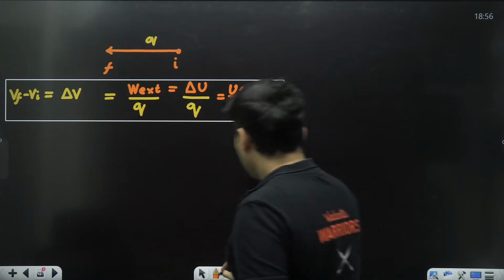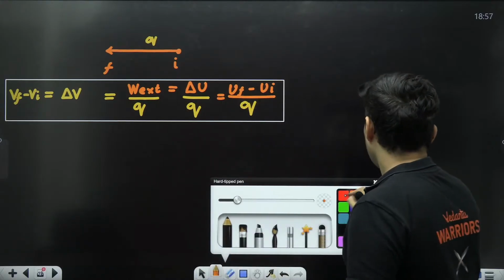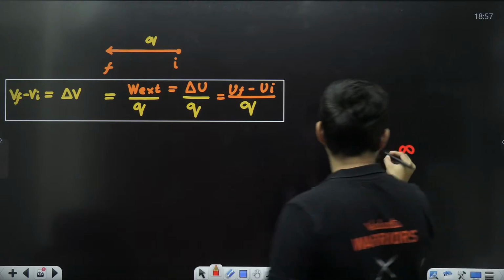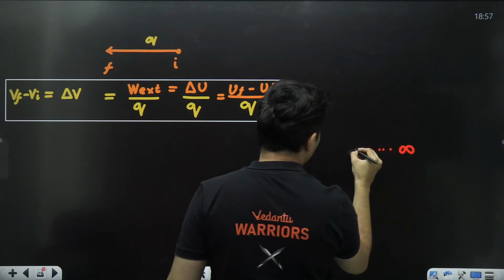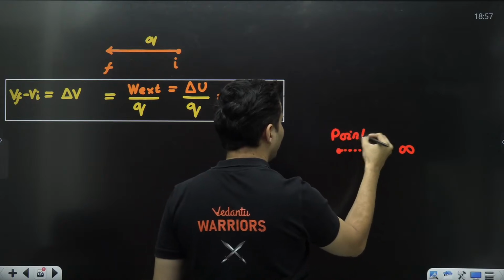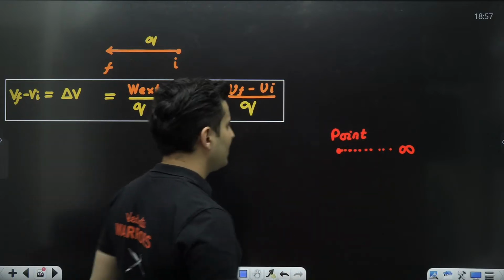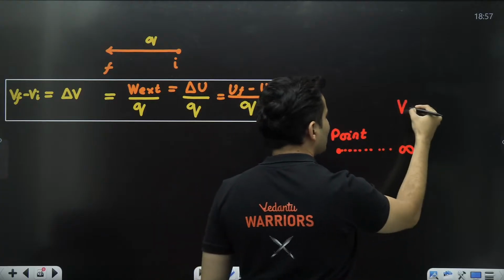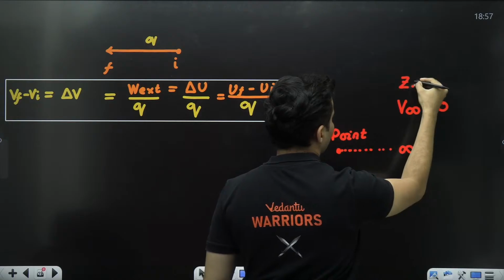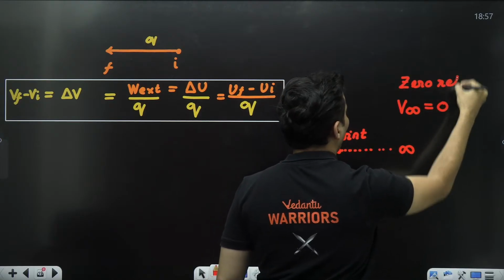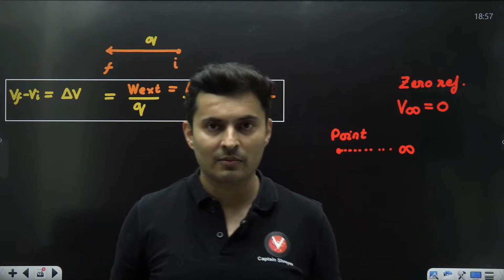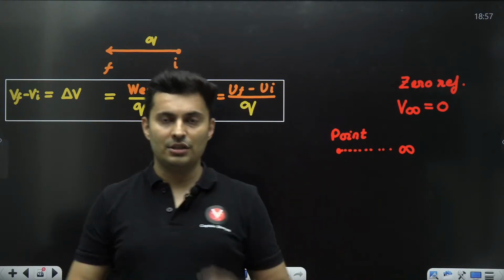Very good. Now, by chance, if I make my initial point as infinity, and then come to a certain point, then what happens is, just like before, the potential at infinity is assumed as zero. This is called your zero reference. Remember, what you take as zero does not matter. What matters is the difference. What matters is the change.